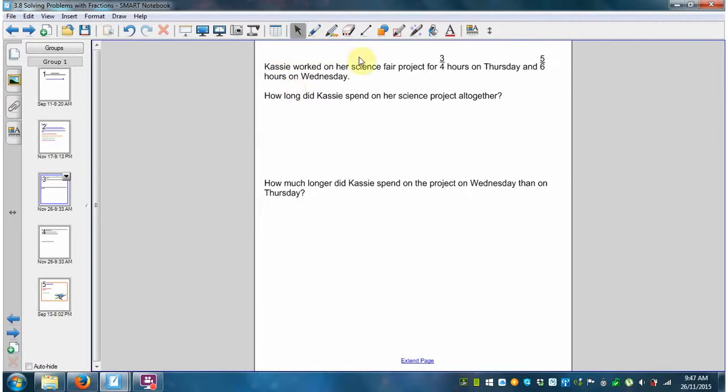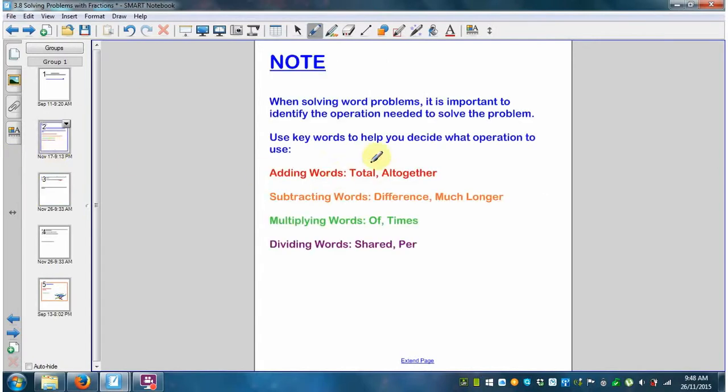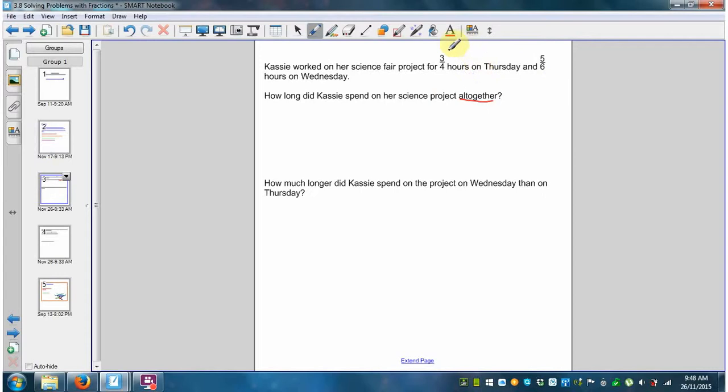Alright, so Cassie worked on her science fair project for 3 over 4 hours, 3/4, on Thursday, and 5 over 6 hours on Wednesday. How long did Cassie spend on her science project altogether? So we'll work on this before we move on to the second part. So what keywords do we have here? How long did Cassie spend on her science project altogether? So if you remember, altogether is an adding word, so we have to add. Okay, so we're looking for how many hours she spent on Thursday plus how many hours she spent on Wednesday. Okay, so let's combine them.